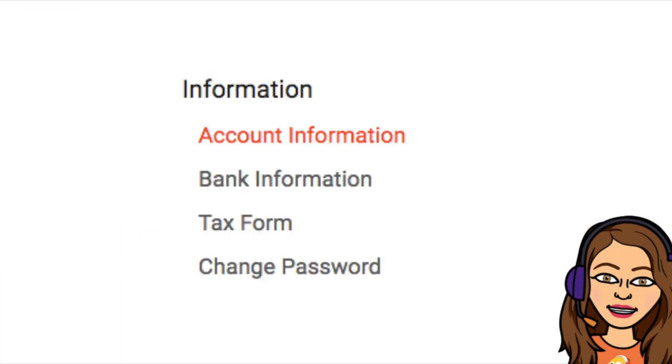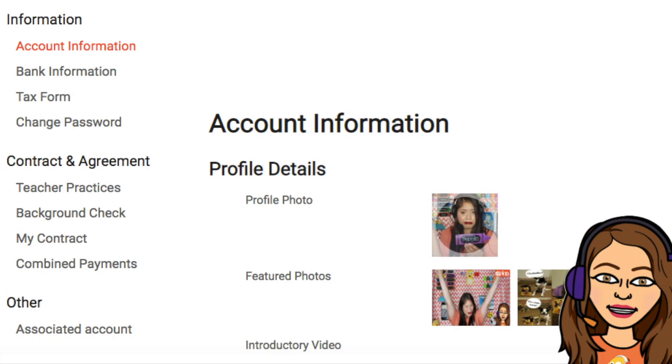These are the steps: account information, bank, and tax form. In account information, you need 3 pictures. One for your profile photo, which should be only you in the picture, and the other 2 could be with your friends, family, or pets.